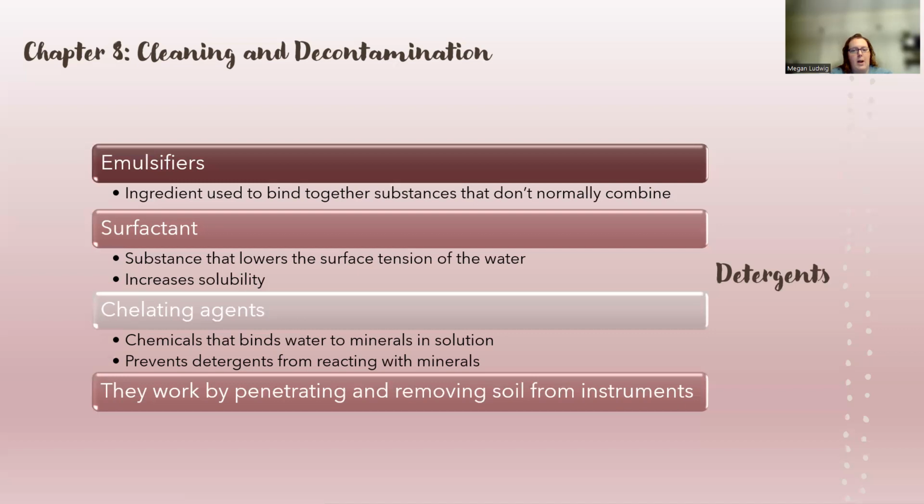And then you have something called a surfactant. This is a substance that lowers the surface tension of water, which helps increase its solubility so the detergents can work better. And then you have a chelating agent. This is a chemical that binds water to minerals specifically, and that helps prevent detergents from reacting with the minerals. So they all work by penetrating and removing soil from instruments, but you might have a couple different categories you use throughout.